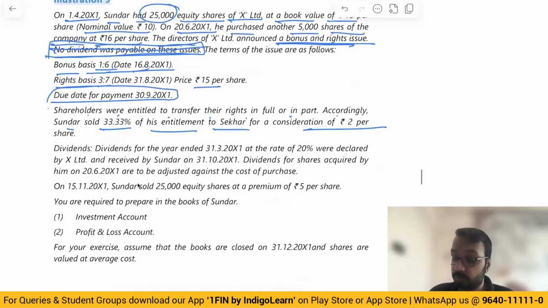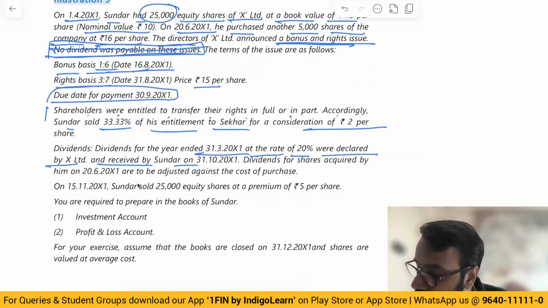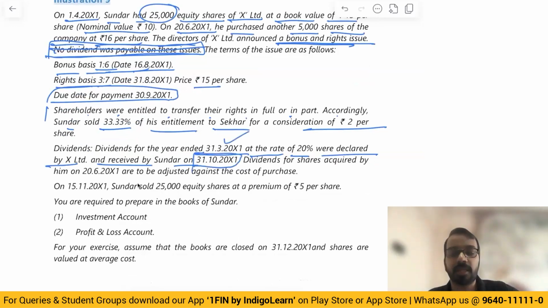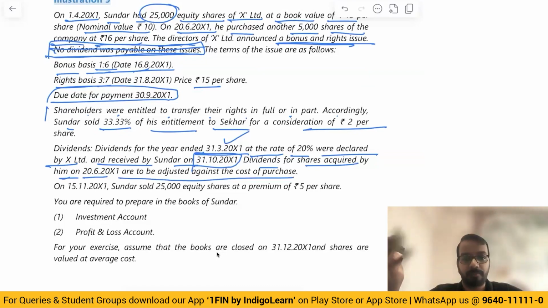Now, the only thing different in this question is dividends for the year 31st March of year 1 at the rate of 20% were declared by X Limited and received by Sundar on 31st of October. When did we get the declaration? 31st of March. So if we got the declaration on 31st March itself, we can say that it is dividend which is receivable, and you have to record it. Okay, that is the first thing you have to keep in mind. Then, dividends for shares acquired by him on 20th June are to be adjusted against the cost of purchase. Okay, so multiple things are there.